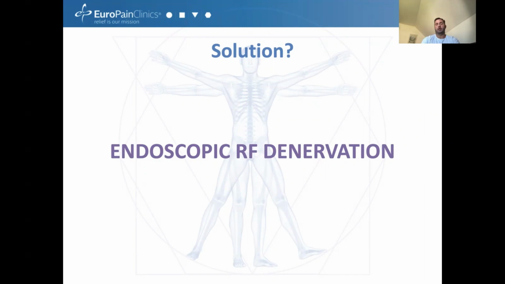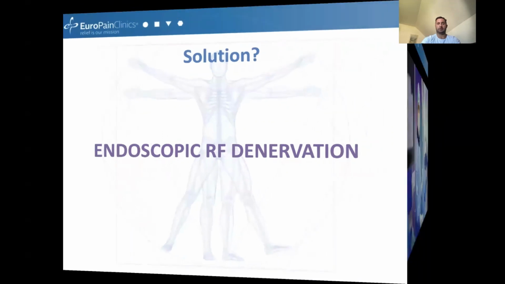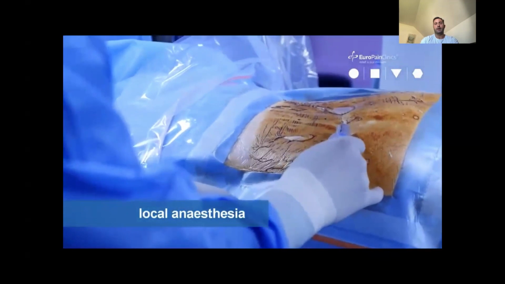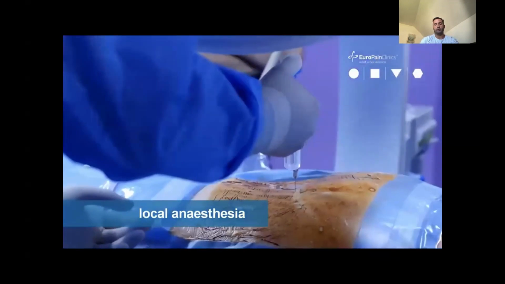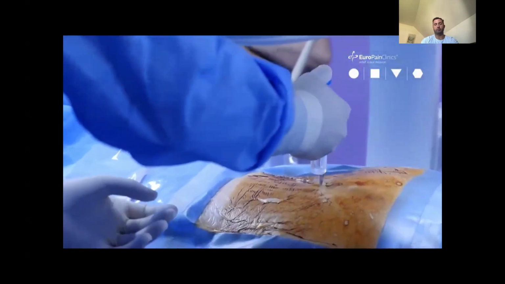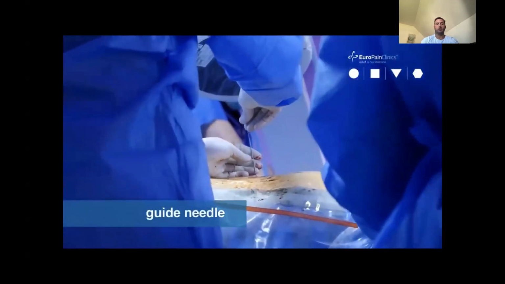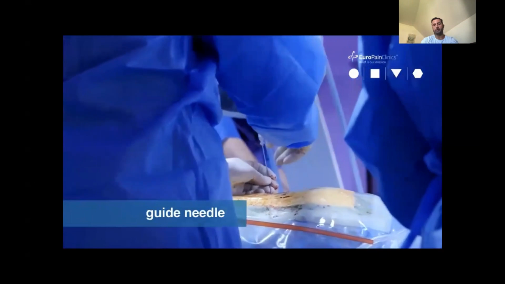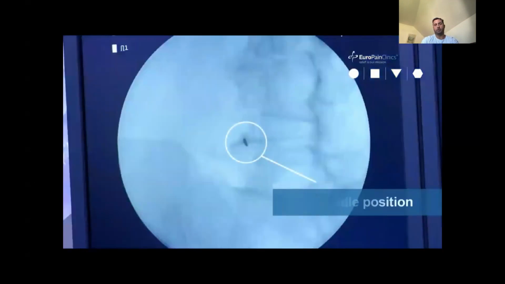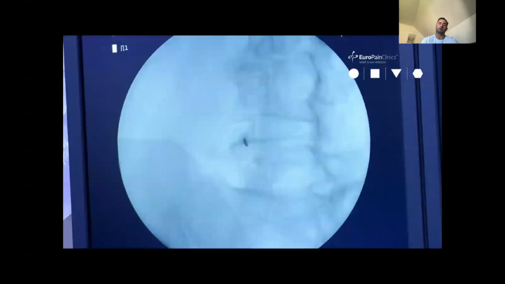But this is a new concept. We're talking about endoscopic RF denervation in the first hand, and we started doing it a very short time ago with transforaminal endoscopic instruments. We were using them to locate the medial branch. So we just went under X-ray control to the place where the medial branch is, and at this place we just did a tissue.